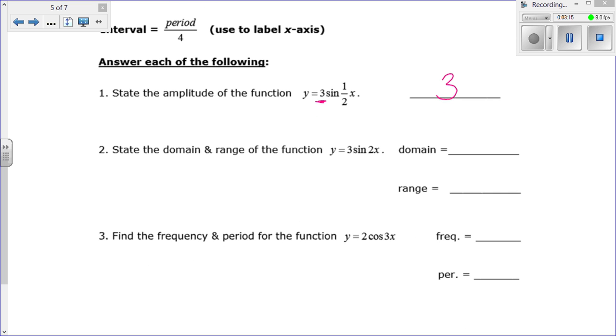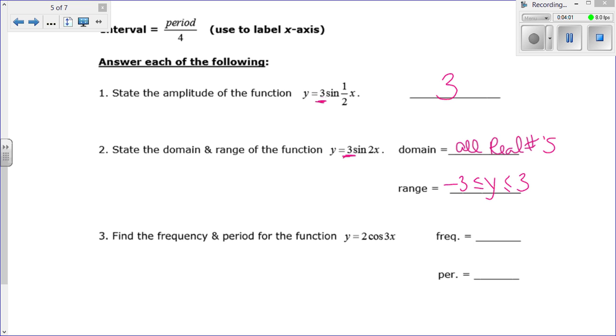State the domain and the range of the function. Well, the domain is my x values, and there are no restrictions on our x values for a trig function. So our domain would be all real numbers. And our range, we just talked about up above, is always going to go between the amplitudes. So the amplitude of my function is 3, so that means my highest value is 3. My lowest value would then have to be -3. So it's -3 less than or equal to y, less than or equal to 3.